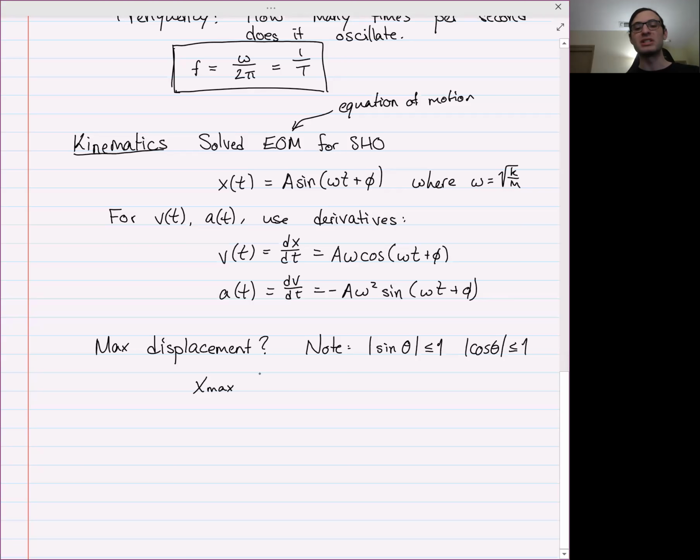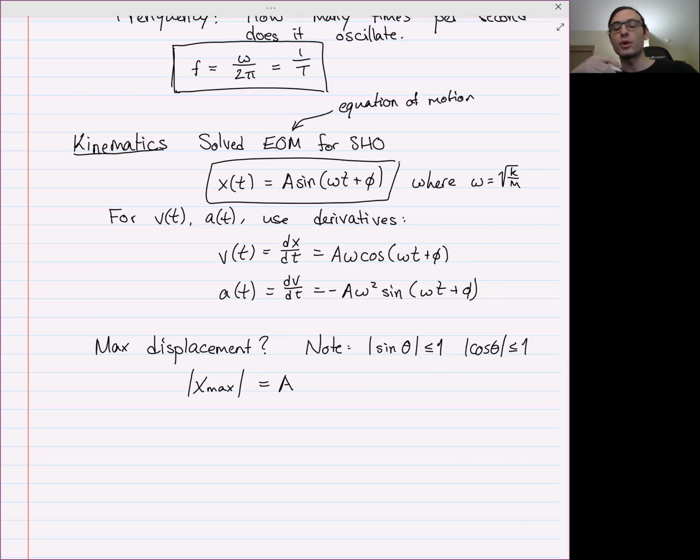The maximum distance that the object can be from the equilibrium is just A. Because if we look at this function here, if you were to replace the sine of omega t plus phi with just the number 1, that's the biggest that sine could possibly be, which means that the biggest x of t can be is whatever multiplies that sine, which is A.